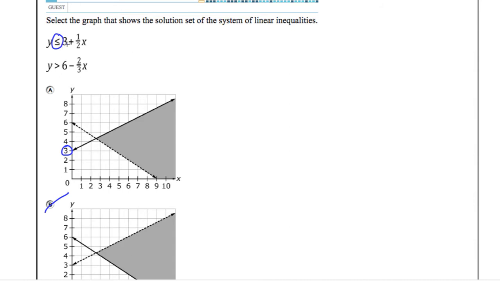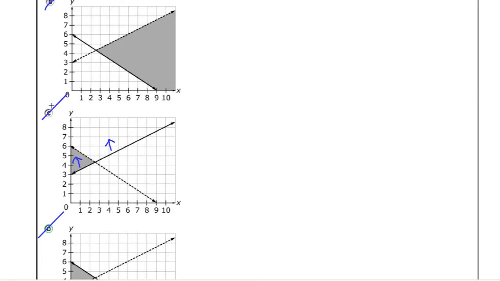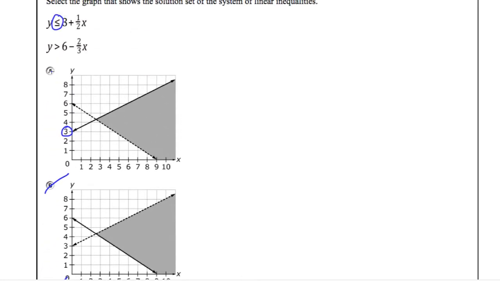And you know that for the intersection point at 3, so this line right here, the shading needs to be below it because it's a less than. Is the gray area below it? It is there. Let's check C. Is the gray area below it? Oh no, the gray area is above this line. So it's not C. It should have been below. So the correct answer, I guess I'll keep that cross off, the correct answer is A.